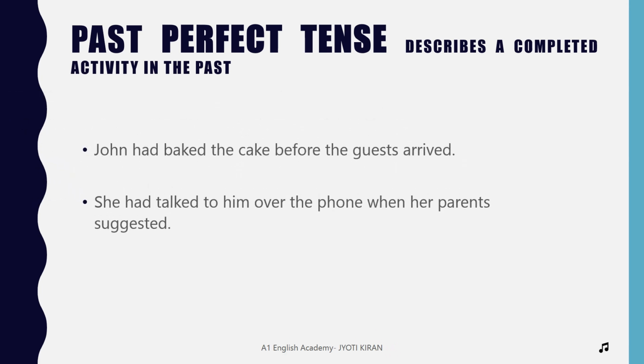Next is past perfect tense, and we use it to describe a completed activity in the past. That means it is used to emphasize that an action was completed before another action took place. For example, John had baked the cake before the guests arrived, and then she had talked to him over the phone when her parents suggested.